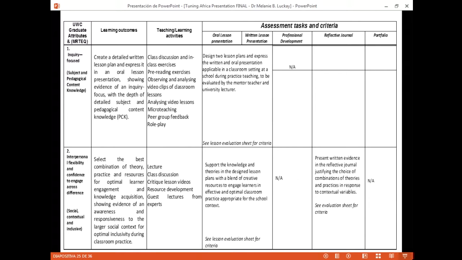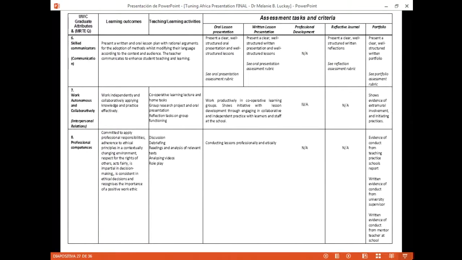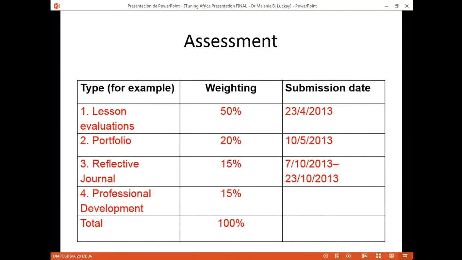subject and pedagogical content, we would look at their lesson plans, and then we wouldn't apply these. For interpersonal, social, and contextual things, we would look at the reflective journal, etc. So there would be a reason for why they did what they did, and we would map it across all of the levels. So these were for the competences that we developed. And then at the end, this would be the assessment. And I just gave an example of weightings and of when they had to submit. But at this point, they're able to see what they need to do, how they need to do it, etc.